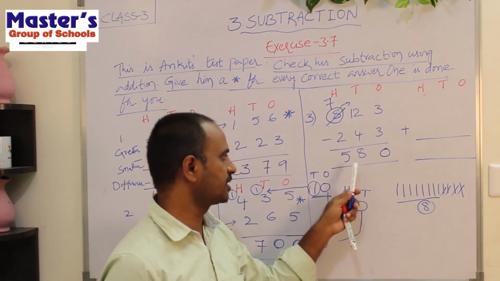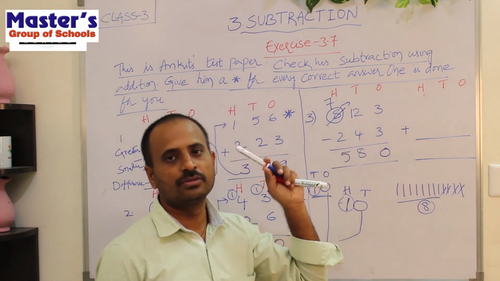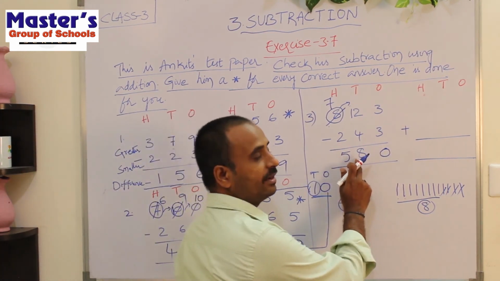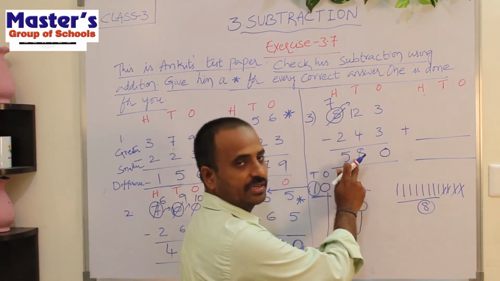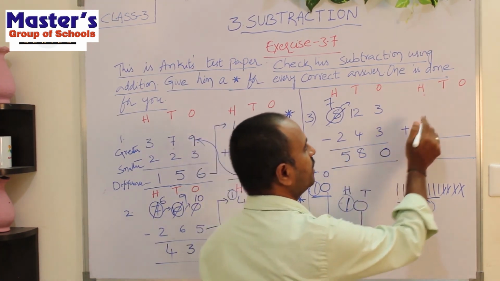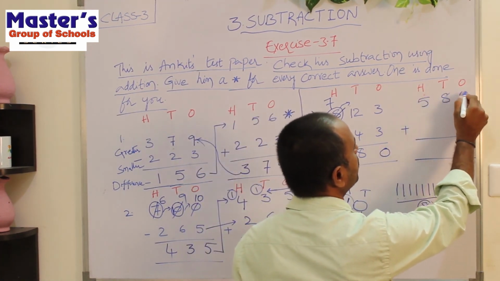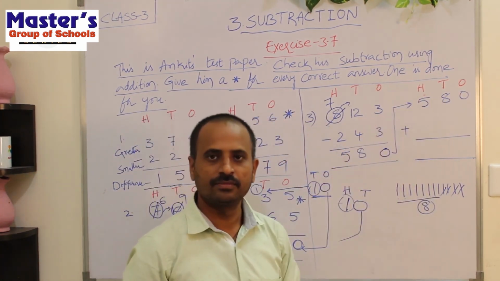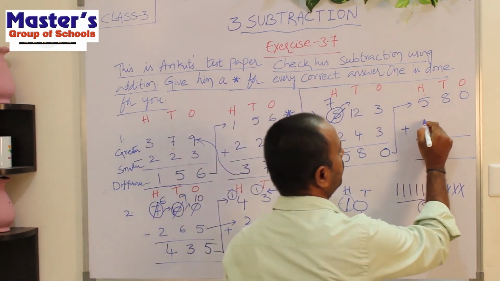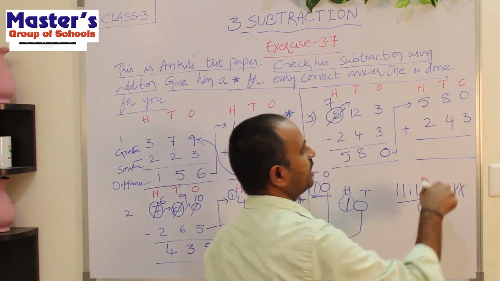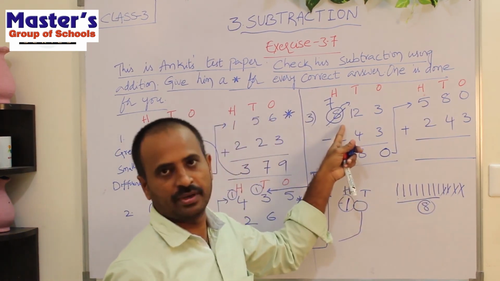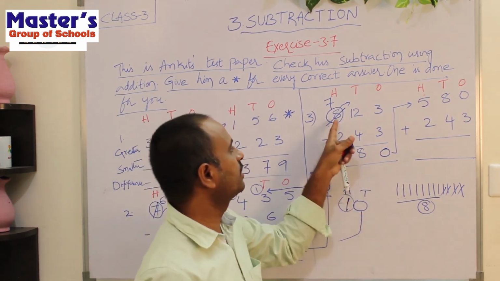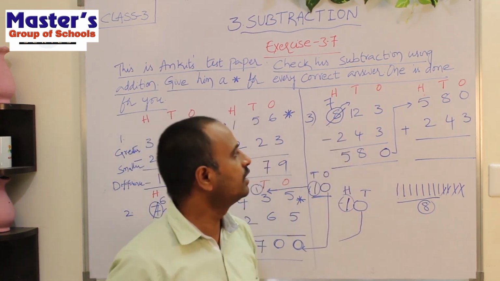Now we can verify this answer by addition. How can we do addition? First, add the second number to the difference. This is the difference, so write the difference first: 580. And add the second number to the difference. What is the second number? 243. If we get the first number, that is 823, then our subtraction is correct. And if we don't get the first number, our subtraction is wrong. So let us do addition.